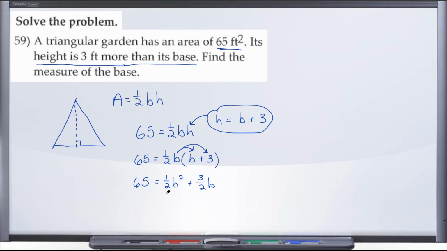The only thing that we want to do is, since we're dealing with a quadratic equation, we want to have all of our terms on one side and set the equation equal to 0. So what we're going to do then is move this 65 from the left to the right. So we'll subtract 65 from both sides. And when we do that, now we'll have 1/2 b squared plus 3/2 b minus 65 equals 0. All right, looks good to me.